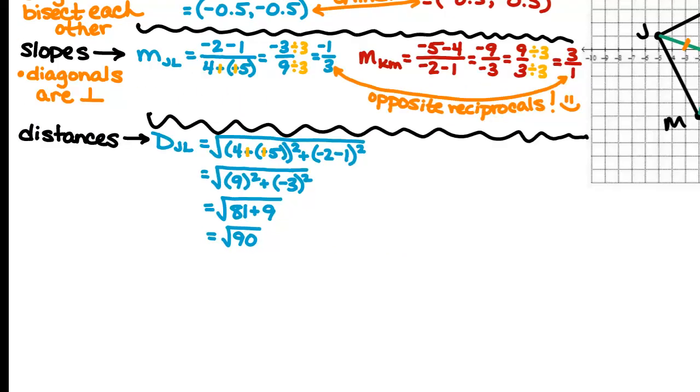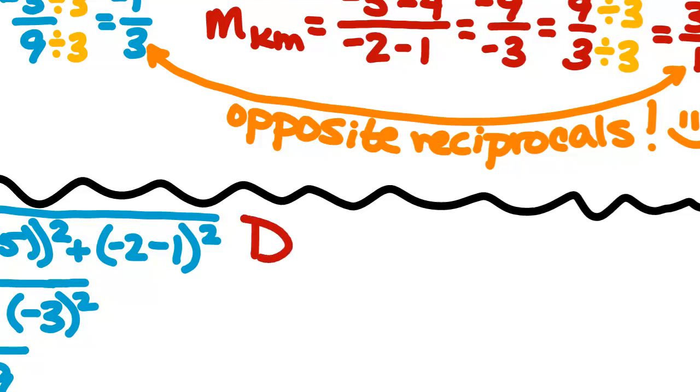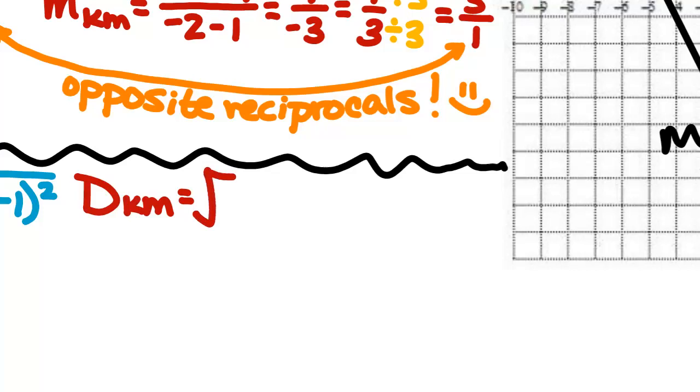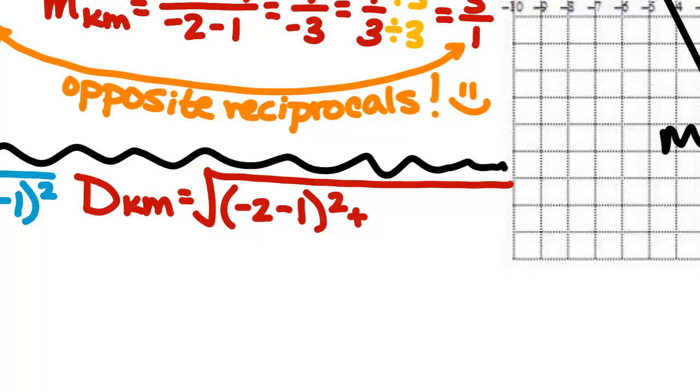So now we're going to find the distance, or the length, of segment KM. So big capital D, segment KM. Big old square root sign. x2 minus x1. I'm looking at my red points now. x2 is negative 2 minus x1, which is 1. So negative 2 minus 1, close my parentheses and square it. Plus, and now we do y2, which is negative 5, minus y1, which is 4. Close my parentheses and square it.